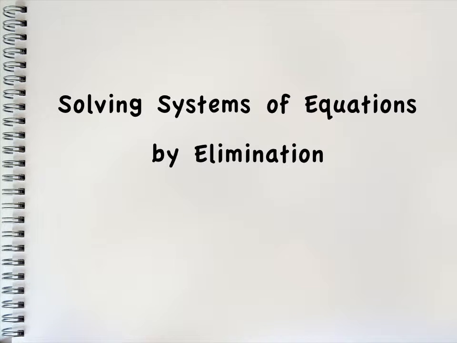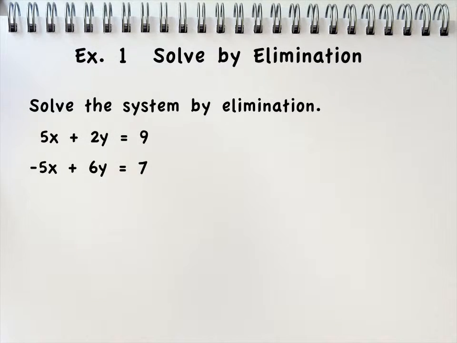In this video, we'll show you how to solve a system of linear equations by a strategy called elimination. In our first example, we have two linear functions. We're asked to solve the system by elimination. Notice these lines are not written in slope-intercept form. If they were in slope-intercept form, I could graph them and find the point of intersection of the two lines.